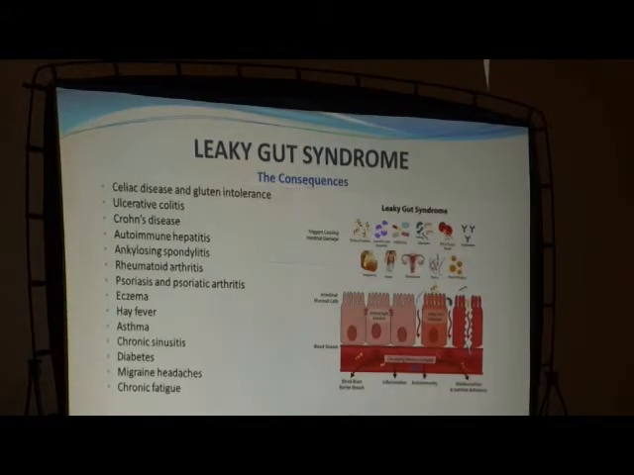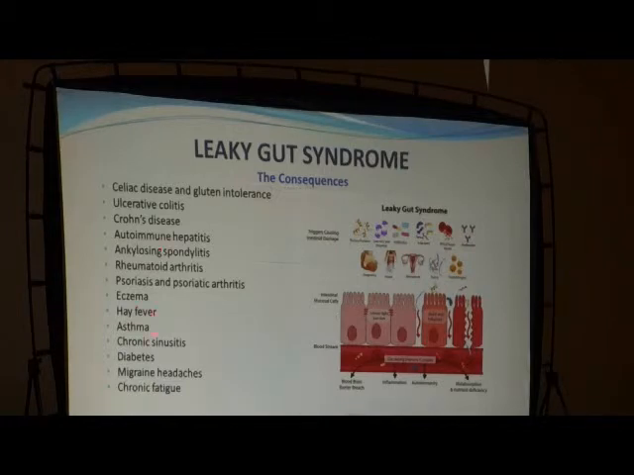So what happens if we don't treat it? What are the long-term consequences? Again, celiac disease is a classical example of leaky gut syndrome. Colitis, yes. Crohn's disease, yes. Autoimmune hepatitis, spondylitis, rheumatoid arthritis, psoriasis, and psoriatic arthritis. All these conditions are associated with leaky gut syndrome, and it was described in the 70s and 80s when leaky gut was recognized as a disease by the mainstream medical community.